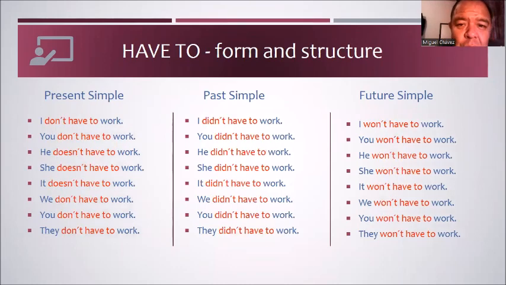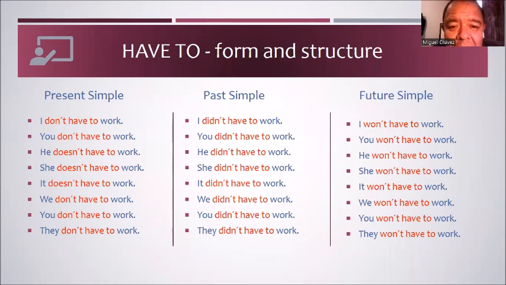Remember that to form the negative in present, we need the auxiliary verb do in negative, contracted with the particle not, and we have don't or doesn't for the third person. For example, I don't have to work. He doesn't have to work, and it represents an absence of obligation.